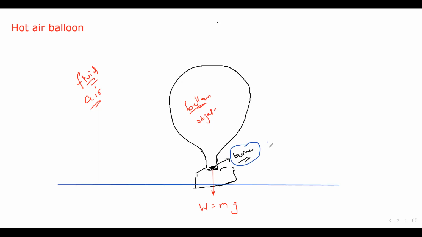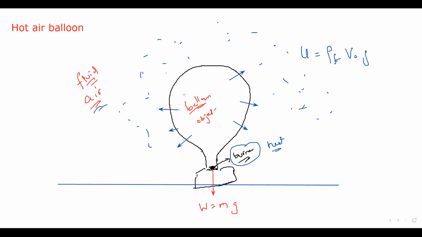When we switch on the burner, we supply heat energy. We know the upthrust is equal to the density of the fluid, which is the surrounding air, times the volume of the object, times gravity. The density of air changes with height, but let's assume it is constant at a certain height. The moment we switch on the burner, the gas present inside will expand. When it expands, the volume will increase, so the upthrust will also increase, and the upthrust will be more than the weight.